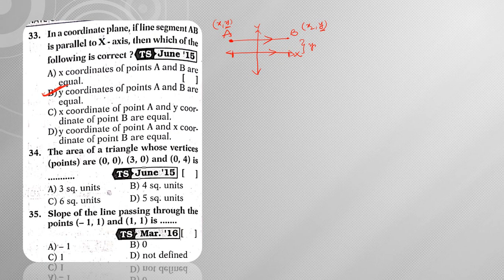So clearly from there you can understand that x coordinates are different. That means the only possibility is y coordinates are equal. Next, the area of the triangle whose vertices are 0, 0, 3, 0 and 0, 4 is.